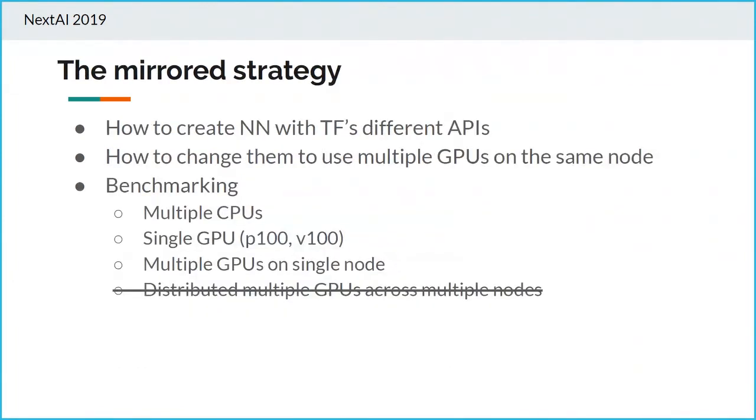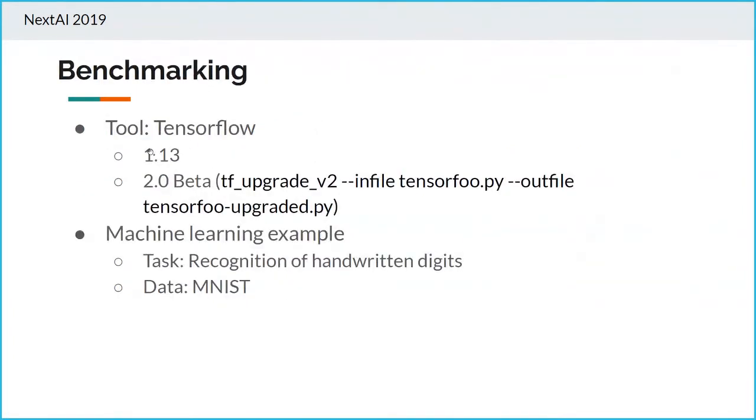Next, I'm going to focus on the mirrored strategy. I will do different benchmarks. Like I said earlier, I use TensorFlow, version 1.13, to do the benchmark. The task is recognition of handwritten digits, and I use the MNIST dataset, which is quite typical. This is a very typical example in machine learning, so I'm going to use it to illustrate how to write a regular machine learning code and also how to convert it to a multiple GPU version.